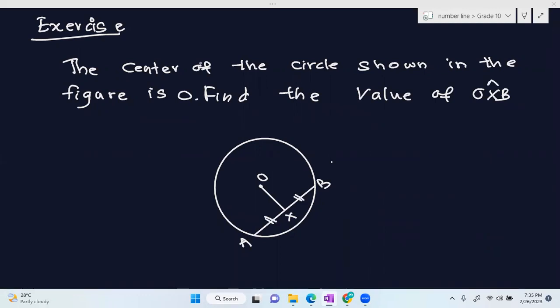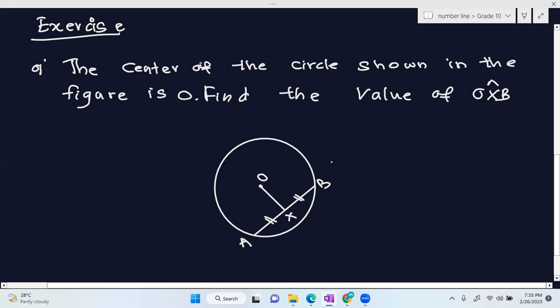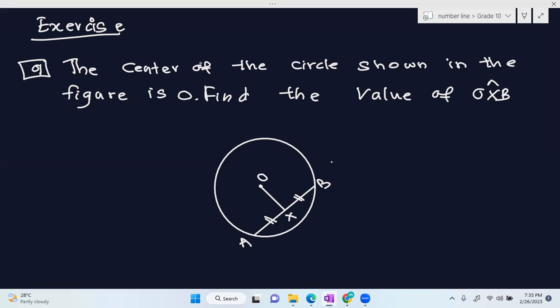Okay. Now this is the diagram you are given. Then they asked, this is my first question. The center of the circle shown in the figure is O. හරිද මේ figure එකේ තියෙන circle එකේ center එක O. You are asked to find the value of OXB. Then according to the information given in the figure, what can you say about the angle OXB?